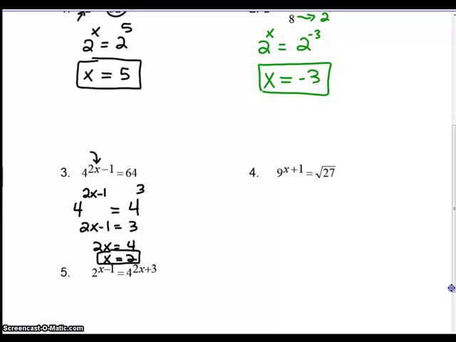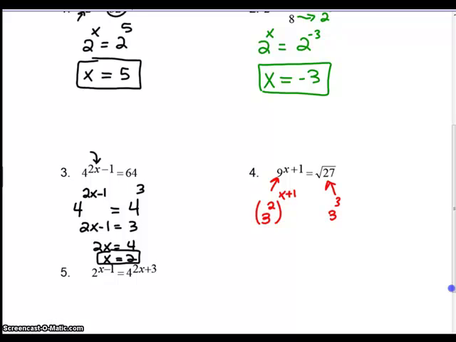Example number 4. The base is a 9, and over here we have a 27. So we're going to have to change both of these to a common base. That common base is 3. Since 3 squared is equal to 9, we're going to replace 9 with 3 squared and keep our exponent of x plus 1. And then 27 is 3 to the 3rd power.